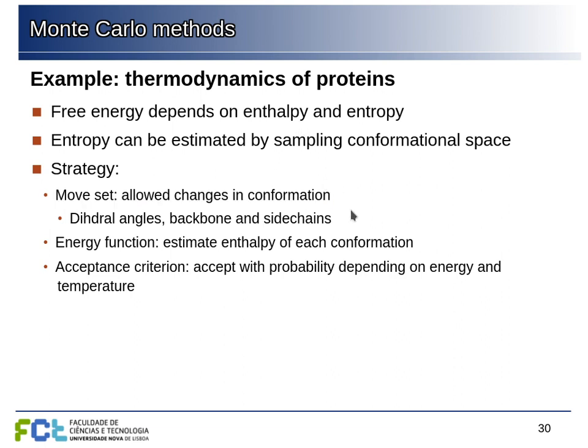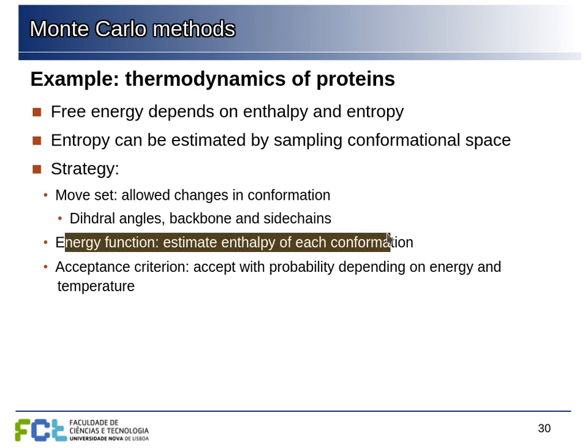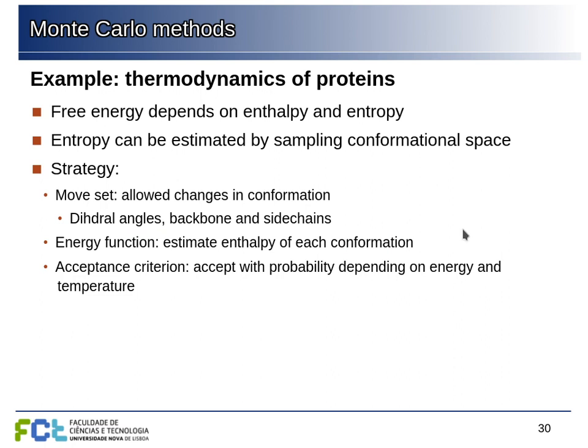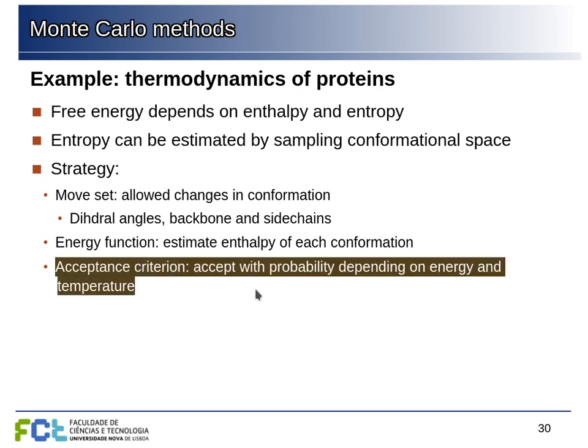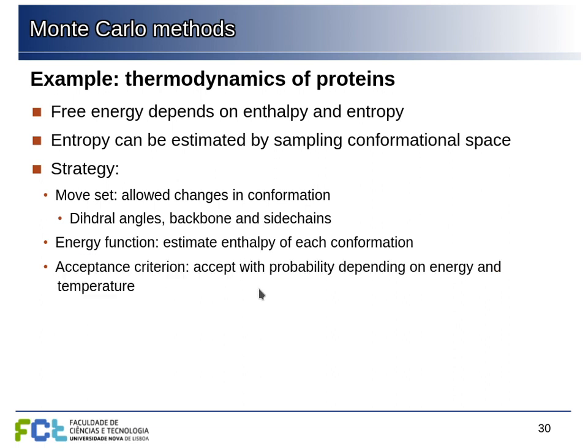So in this case of protein conformations, we are going to use the dihedral angles in the backbone and the side chain. There is an E missing there. There's a typo. And we also need an energy function so that we can estimate the energy of each conformation. And we need some criteria for accepting or rejecting each of the random conformations we are going to obtain.